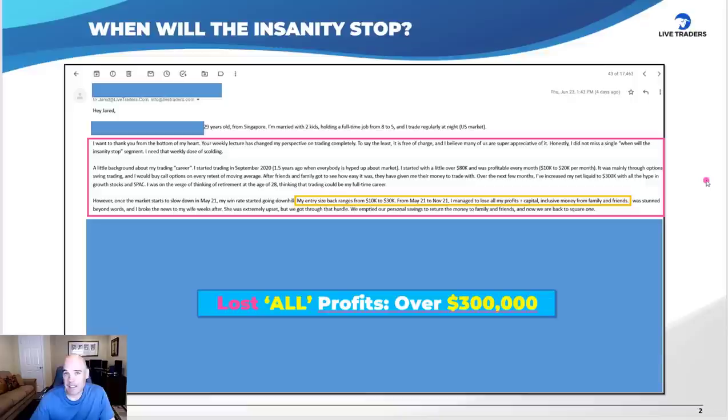So 9 months, let's just call it 9 months. It might be a little more than that, okay? And went basically from 80,000 to 300,000 in that 9 months. And then from May to November, gave every single penny of it back, including their risk capital they began with. Friends and family's money, their own money. So in 9 months, quadrupled their account, or more, probably more, and then managed to lose all my profits, plus my capital, inclusive of the money from family and friends.